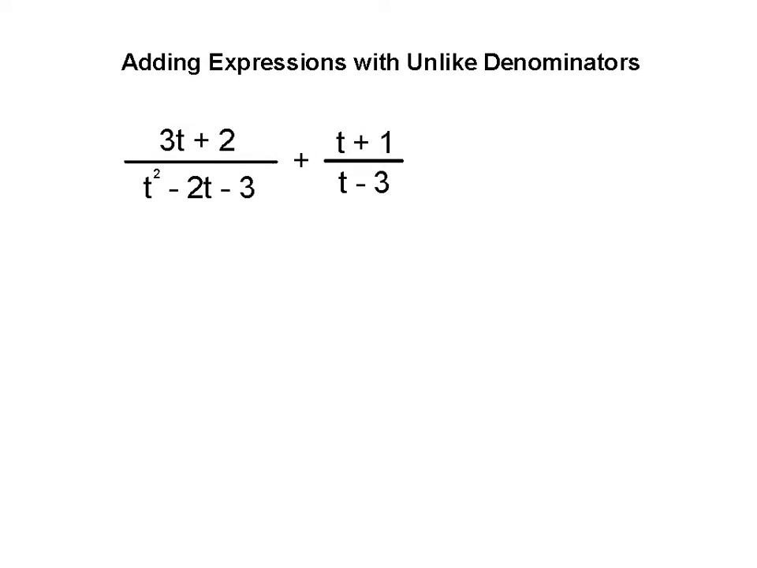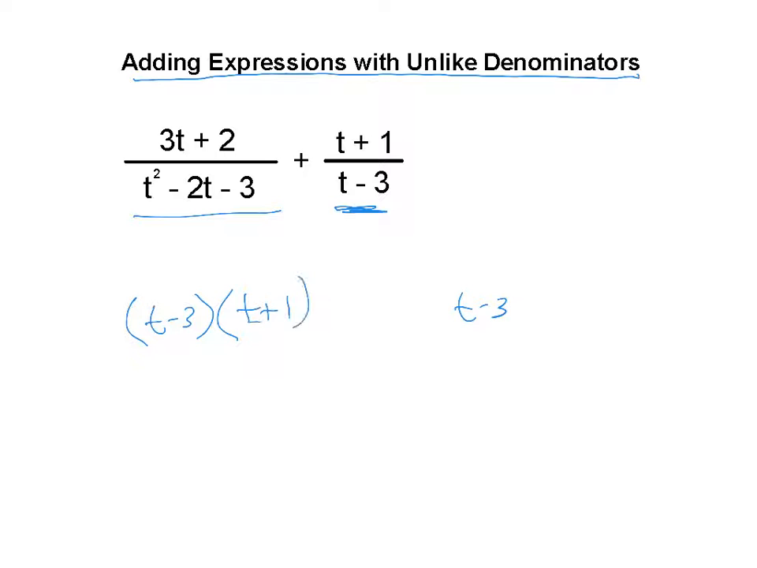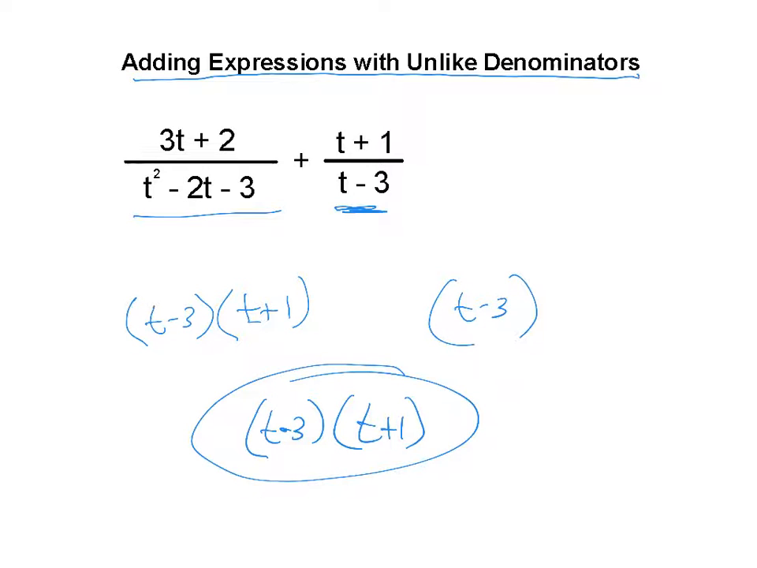Okay, taking that skill then, let's add some expressions that have unlike denominators. Notice this denominator is factored already, so I'm just going to list that right here. This one we can easily factor. This could be t minus 3 and t plus 1, right? That would give us that. And so notice, what is our least common multiple then? Our least common multiple is t minus 3 and t plus 1, because each of those appears once in at least one of them. So we need both of our denominators to be this, our least common multiple.